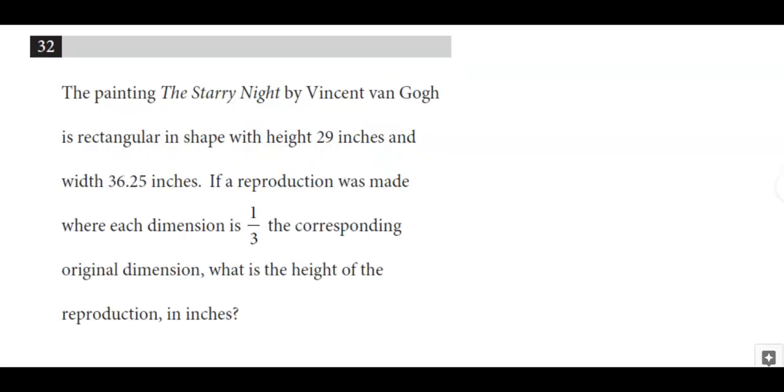Number 32, got a word problem here. It says that the painting The Starry Night by Vincent van Gogh is rectangular in shape. All right, so let me bust out a little rectangle here. Rectangular in shape with a height of 29 inches. So I'm going to put the height over here. That'll be my H. And a width of 36.25. So 36.25, that's my width.